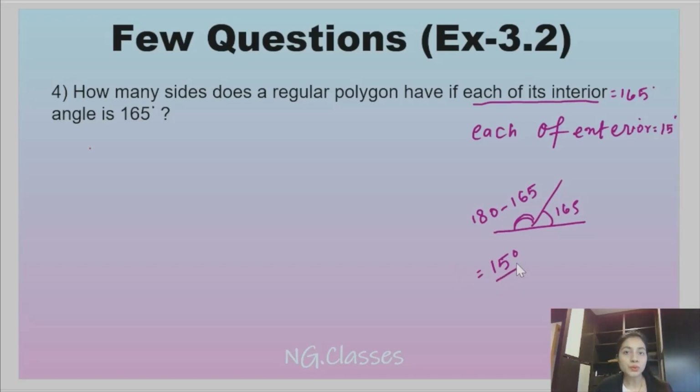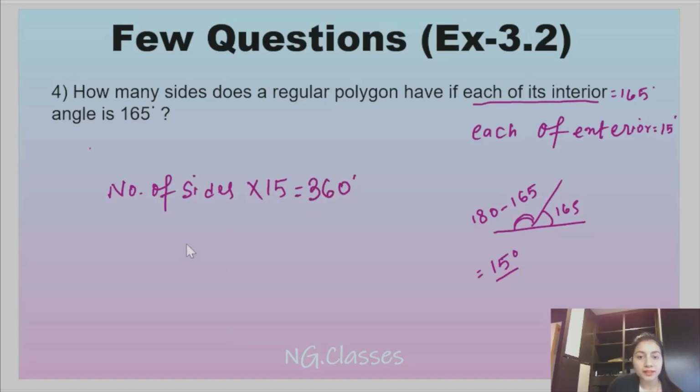Now we don't know the number of sides, but we just found a relation, that is the number of sides into the exterior angle, if all are the same, is equal to 360 degrees.